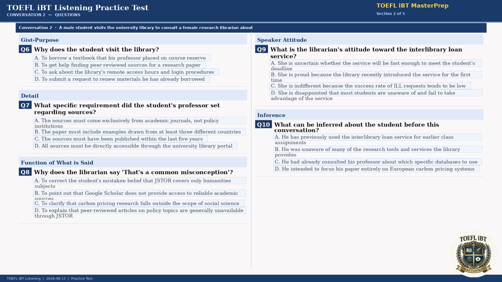Oh, that filtering feature sounds really useful. Can I access those databases from off-campus, or do I need to be physically here in the library? You can access all of them remotely through the library portal. You just log in with your student credentials.